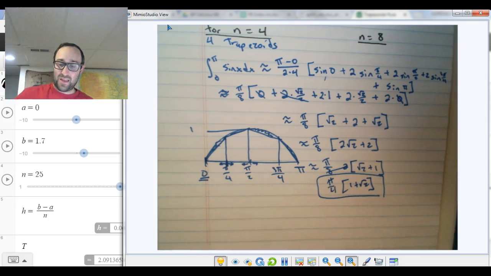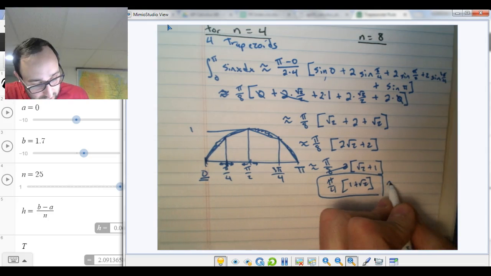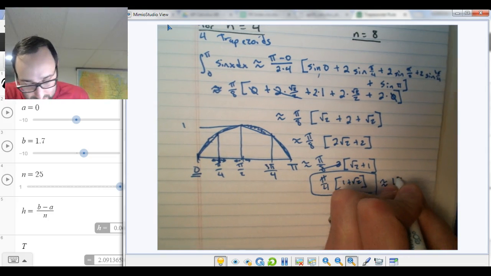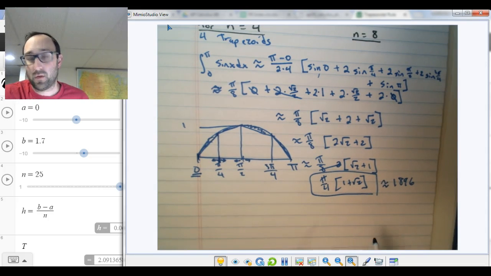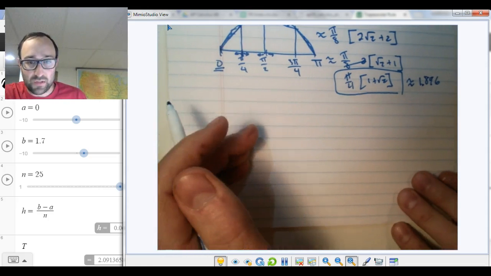Okay, so we can write that, and then you can also go through and say this is my answer, and that would be approximately equal to 1.896. Alright, let's do it with n equals 8 real quick.